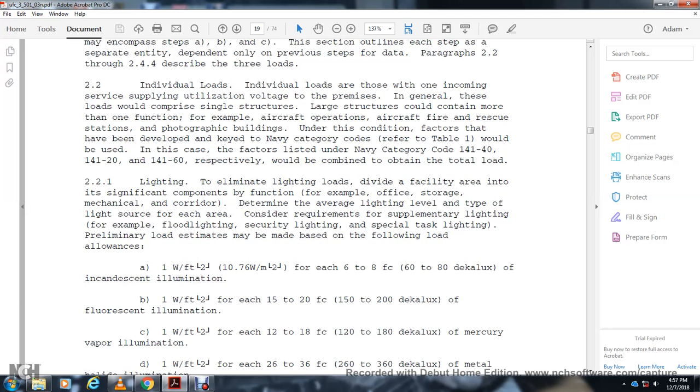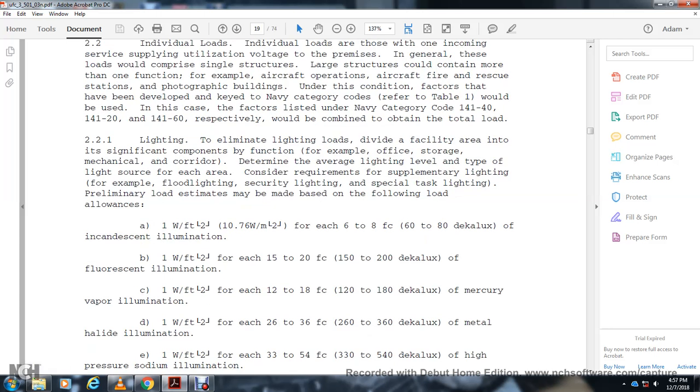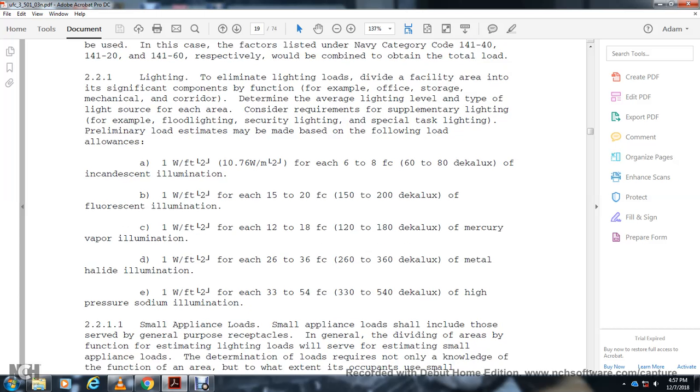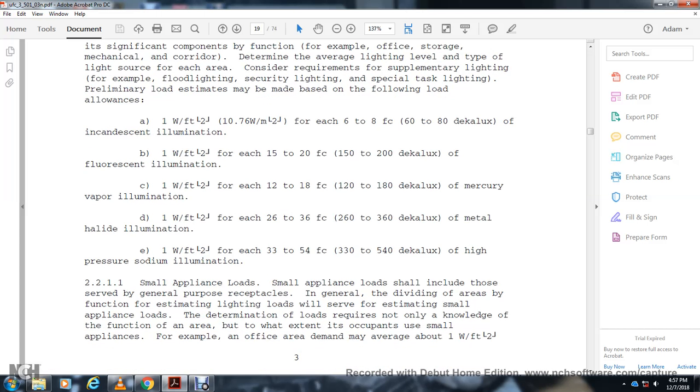1 watt per foot squared for 15 to 20 foot candles of fluorescent illumination. 1 watt per foot squared for each 12 to 8 foot candles of mercury vapor illumination. 1 watt per foot squared for 26 to 36 foot candles of metal halide illumination, and 1 watt per foot squared for 33 to 54 foot candles of high pressure sodium illumination.